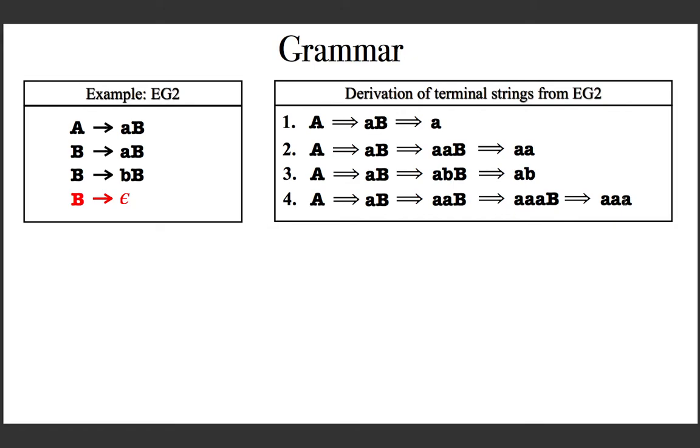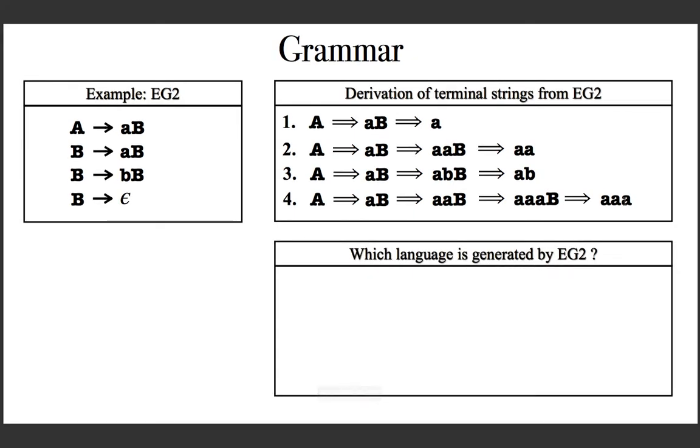Now the question is, what language is represented by EG2? By looking at the example strings generated, can you generalize and say what kind of string is accepted?